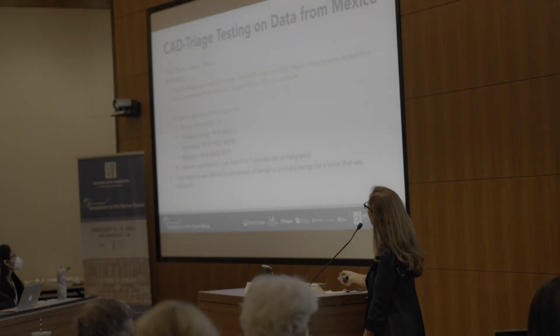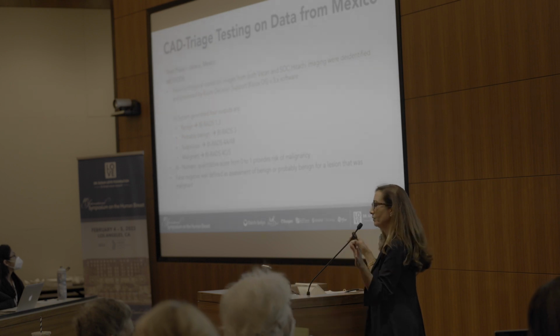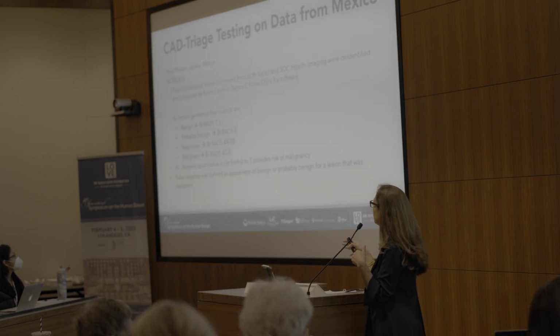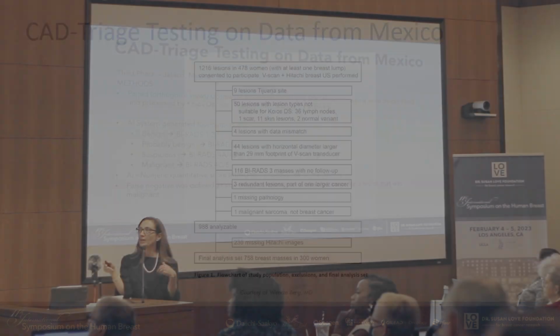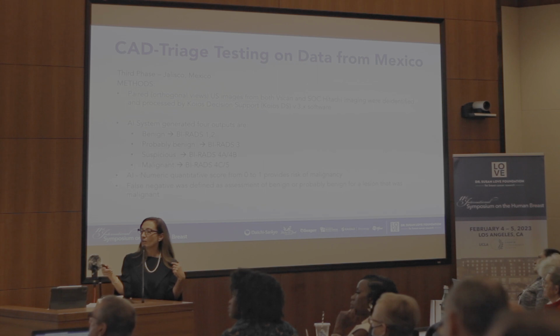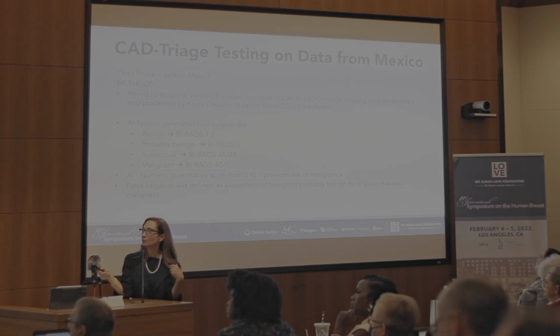Okay, paired images from the V-scan and the standard-of-care Hitachi machine were all de-identified and processed, and the AI software was applied to these images. The AI-generated output: benign, probably benign, suspicious, and malignant. It also gave a number between 0 and 1, giving the risk of malignancy. And a false negative is when we missed a cancer.